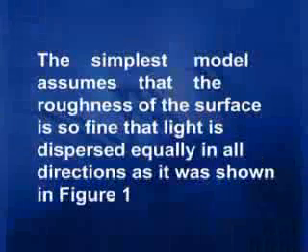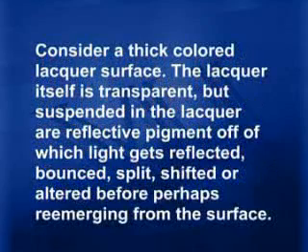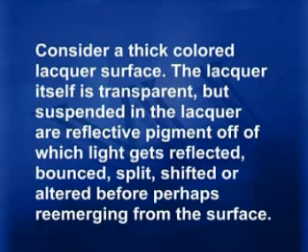So we will not be having as much of reflection in multiple directions causing the dispersion of light as would be there in a rough metallic surface. The simplest model assumes that the roughness of the surface is so fine that the light is dispersed equally in all directions as we have seen in the first case. Let us consider a thick colored lacquer surface. How would that behave? What do you perceive?